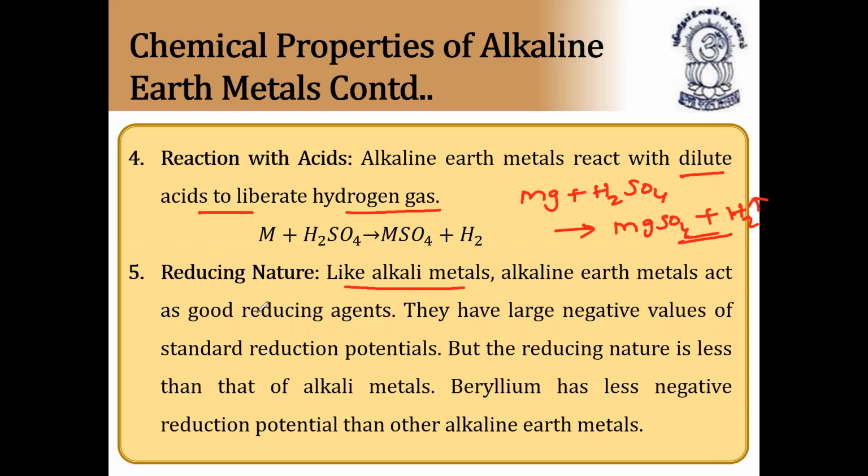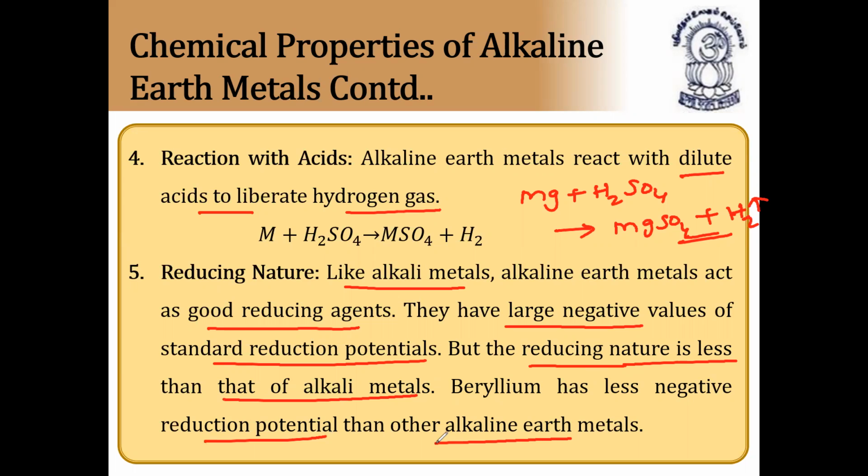Like alkali metals, alkaline earth metals act as good reducing agents. They have large negative values of standard reduction potentials, but the reducing nature is less than that of alkali metals. Very, very important point. So which is more reducing? Alkali metals are more reducing when compared to alkaline earth metals. Again, I repeat the statement: alkali metals are more reducing than alkaline earth metals. Beryllium has less negative reduction potential than other alkaline earth metals.